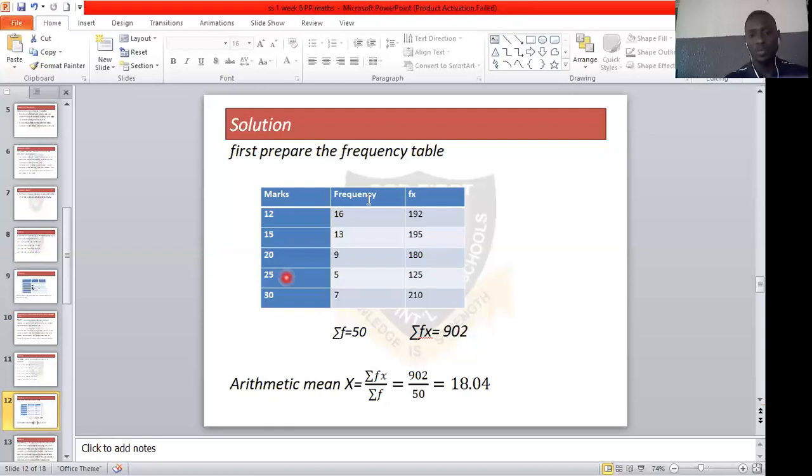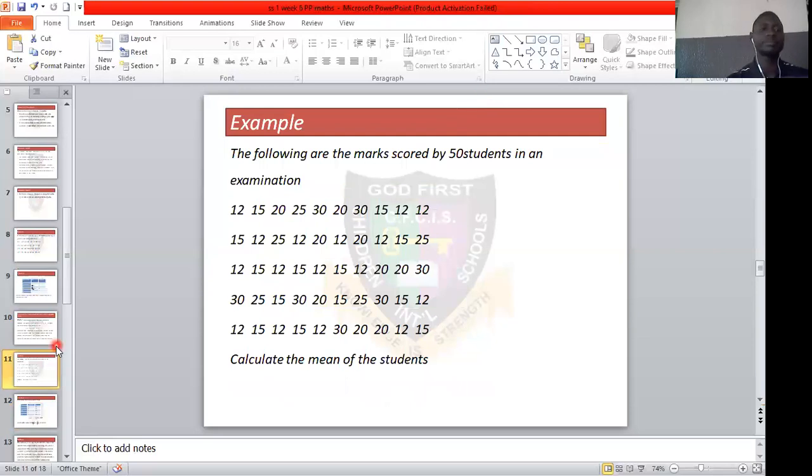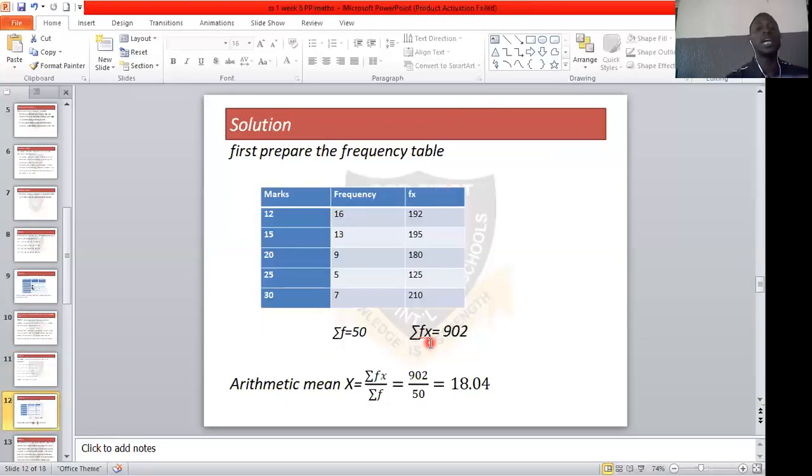So we add all things together. 16 plus 13 plus 9 plus 5 plus 7 will give 50, which matches the total number of students given in the question. So we have 50. And the sum of all the products, the sum of fx, is given as 902.